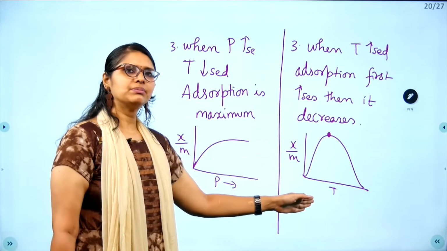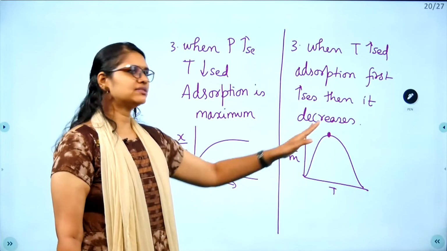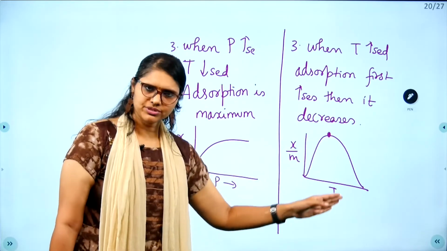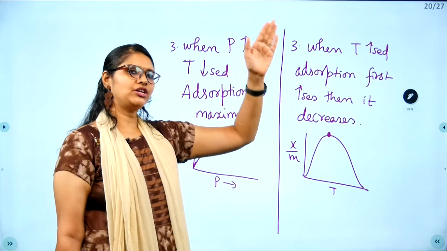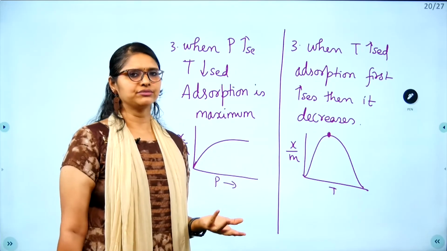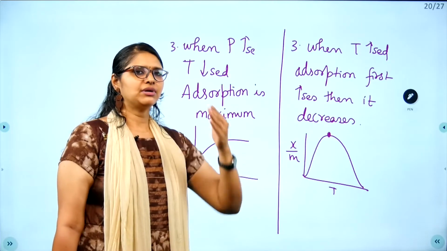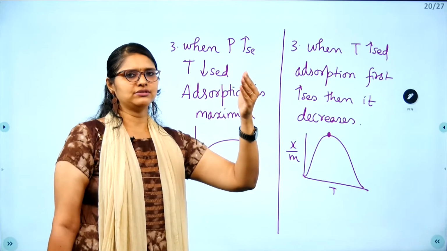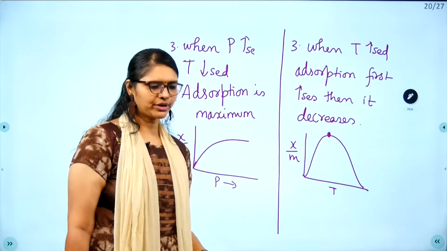So here in chemisorption, when you increase the temperature, extent of adsorption will increase, but it reaches the maximum value and then decreases, because it is an exothermic reaction and energy is given out. So that is the reason; once it reaches the maximum value, there is no energy, so it decreases, okay.